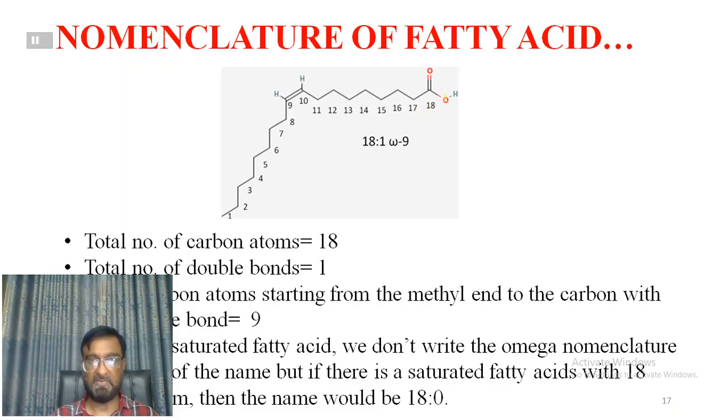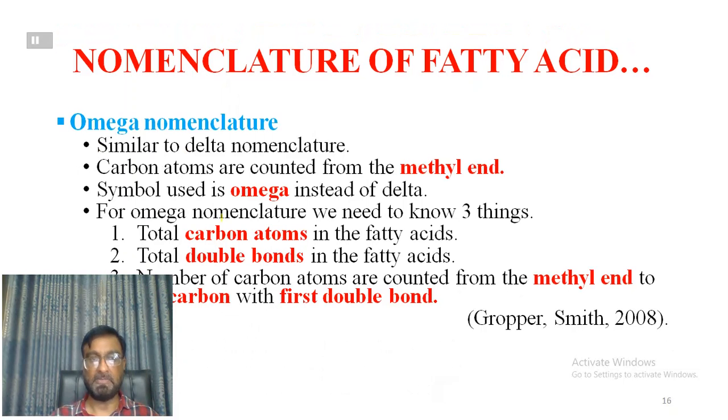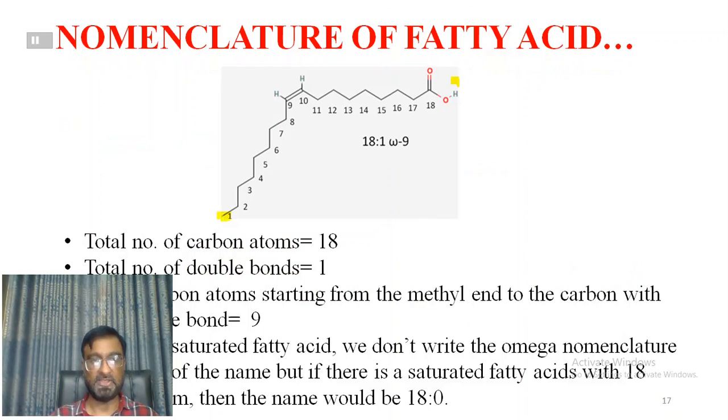In the previous example, we started our counting from the carboxylic end. This is the carboxylic end, and this is the methyl end. So in this kind of nomenclature, omega nomenclature, we are starting with the methyl end. So this will be the first carbon. This will be designated as the first carbon. This will be second, third, fourth, fifth, sixth, seventh, eighth, ninth, 10, 11, 12, 13, 14, 15, 16, 17, and 18.